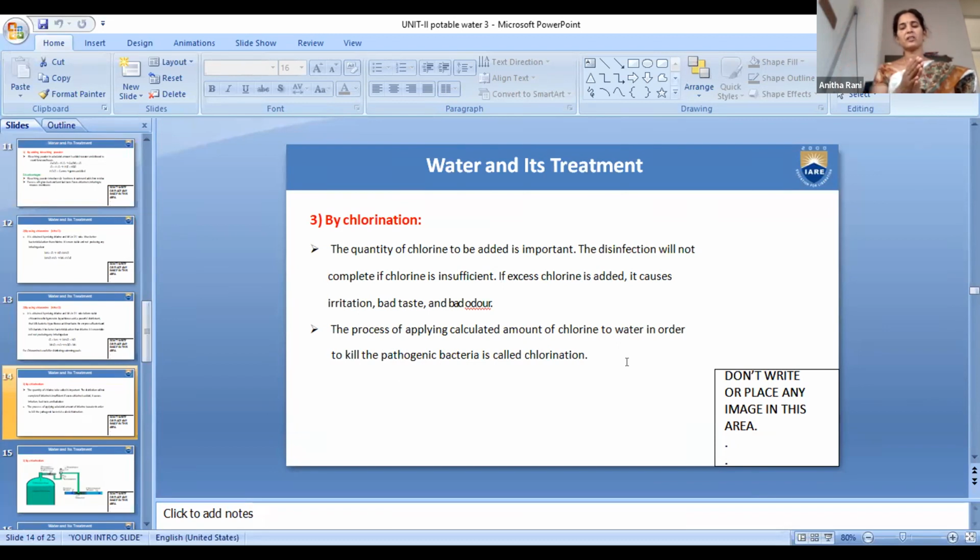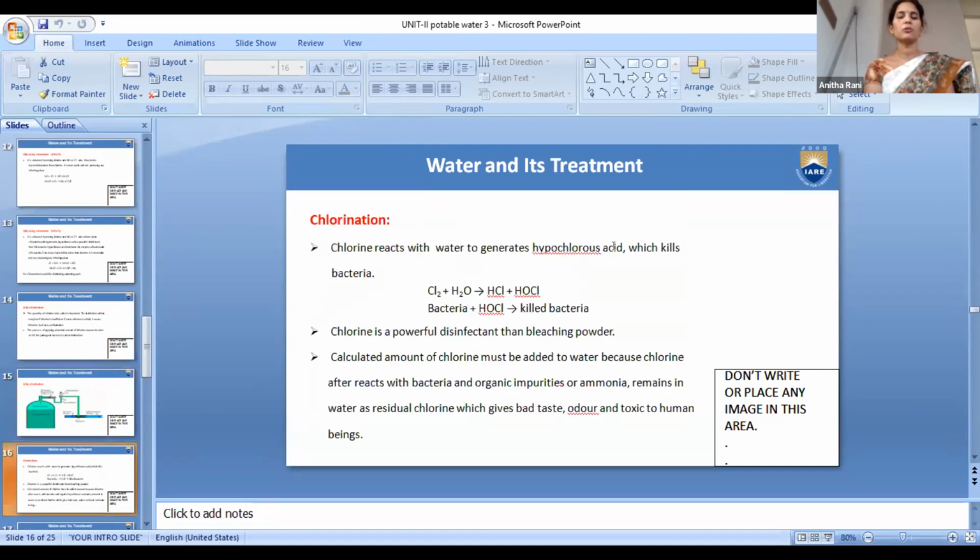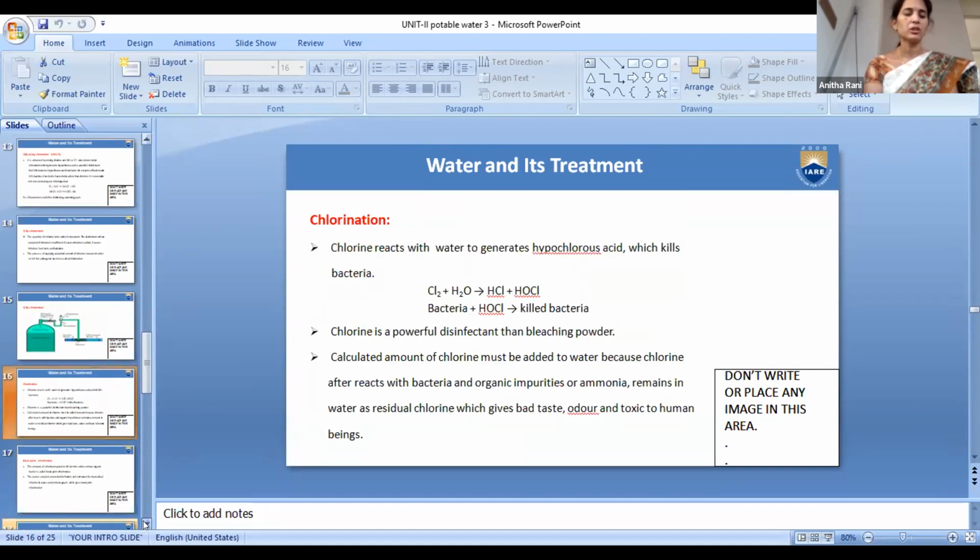We get a bad smell, bad taste, and it is toxic to human beings also. So we have to know the exact amount of chlorine to add to water, and we can know that by breakpoint chlorination. How do we know the exact amount of chlorine to use to kill all bacteria present in water? By breakpoint chlorination. Students, you can see here that when we add chlorine directly to water, hypochlorous acid is produced in the water. That hypochlorous acid will kill the bacteria present in water.